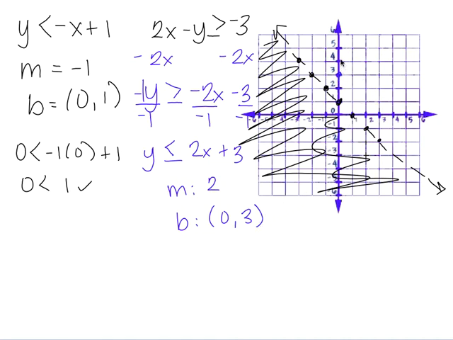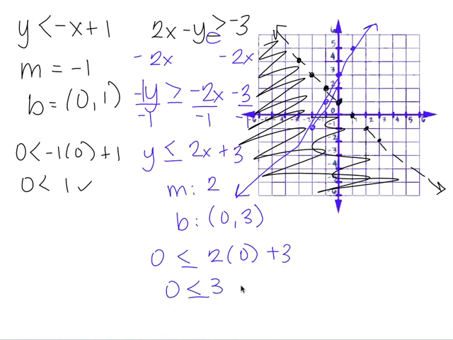So I'm going to go to my 3, and I'm going to go up 2 over 1, down 2 over 1. Since this is equal to, I'm going to make a solid line all the way through that graph. And then I'm going to test (0, 0). 0 is less than or equal to 2 times 0 plus 3, so 0 is less than or equal to 3. Again, that one's true, so I'm going to shade below my line.